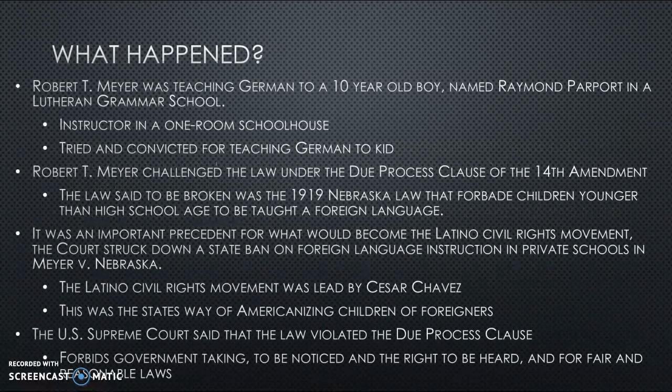What happened? Robert T. Meyer was teaching German to a 10-year-old boy named Raymond Parport in a Lutheran grammar school. The instructor was in a one-room schoolhouse, and he was tried and convicted for teaching German to a child. Robert T. Meyer challenged the law under the Due Process Clause of the 14th Amendment. The law said to be broken was the 1919 Nebraska law that forbade children younger than high school age to be taught a foreign language.